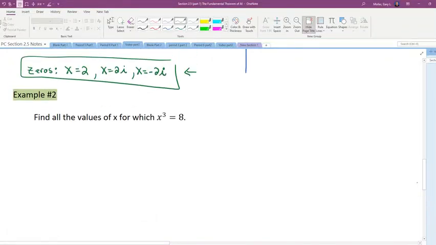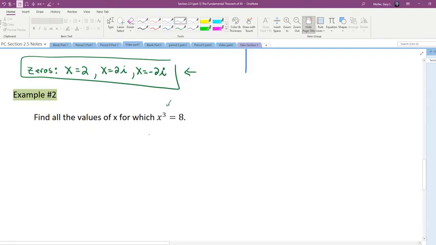Example number 2. Find all the x values for which x cubed equals 8. Well, hopefully we look at this and we automatically know 2, right? The answer is 2. But we just learned that the fundamental theorem of algebra tells me that something with x cubed actually has three answers. So what are we going to do to solve this?